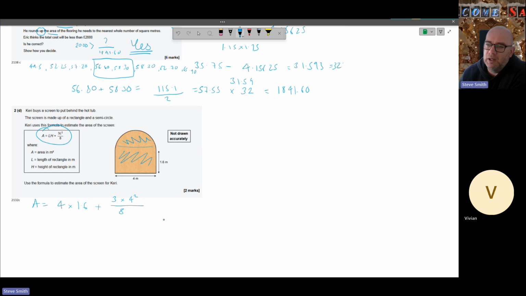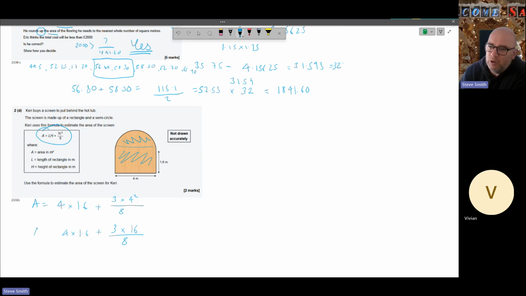Now we can look at it. What order do we do it in? Okay, I can see a squared there, and there's no brackets anywhere, so I don't need to do brackets. So I do the squared first. So now this becomes, yeah, indices, 3 times 4 squared. So that becomes 3 times 16. It's still divided by 8. That still says add. And now I've got 1.6 and I've got 4.